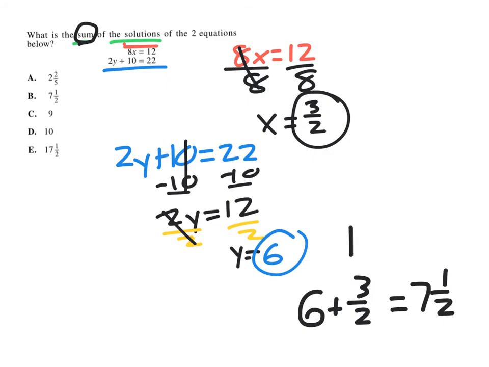Again, 3 over 2 is 1 1/2 as a mixed number. So that is one of my possible answer choices, which is B. So that means my correct answer here would be B, 7 1/2.